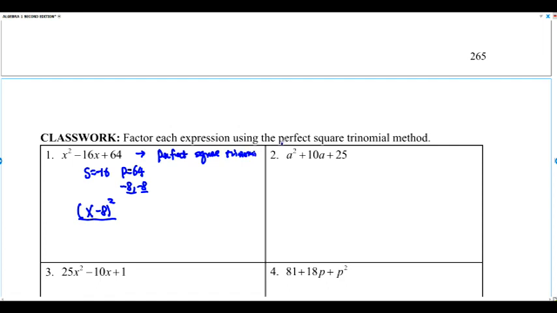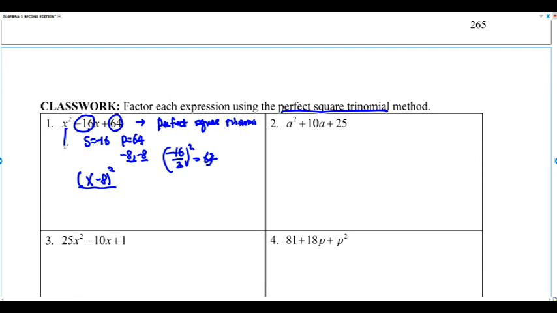Perfect square trinomial. What is the perfect square trinomial? Take the middle number, divide it by 2, and square it. You get 64 over here. You said perfect square trinomial, okay? Alright, so out there over here.